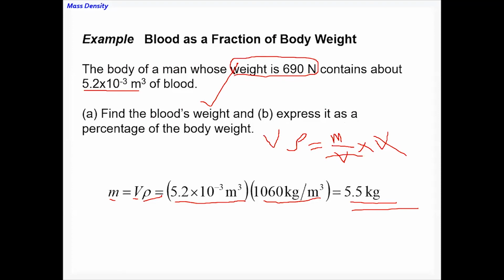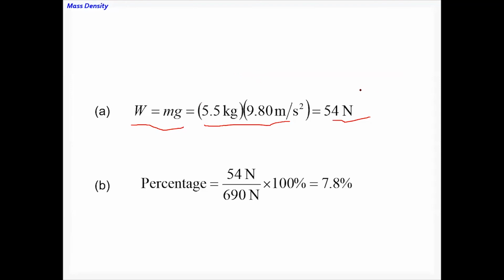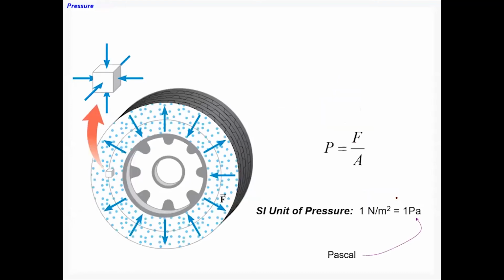690 is his weight, and the weight of his blood is only 54. Then what is the percentage of the weight of the blood? So 54 divided by 690 times 100. Does it make sense? So it is 7.8%. So 7.8% of the body weight is due to blood. Now let's talk about the pressure.